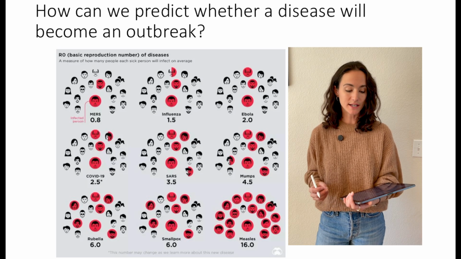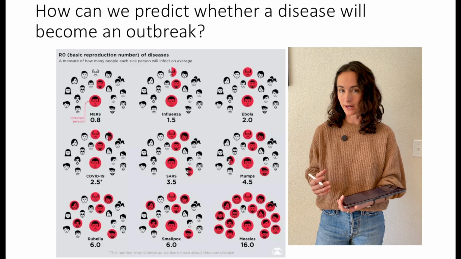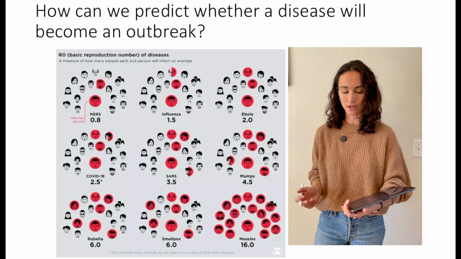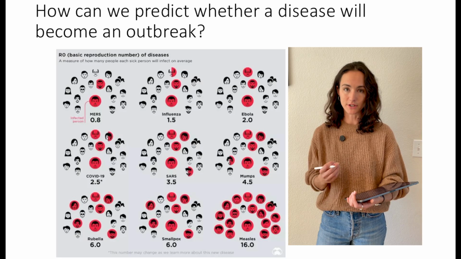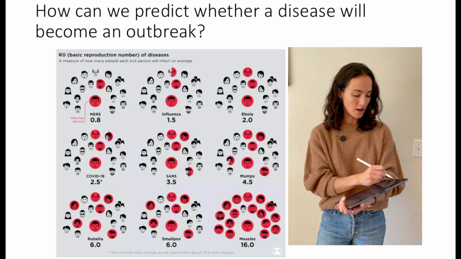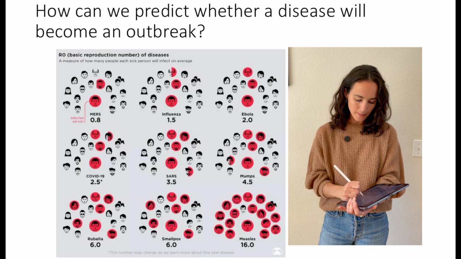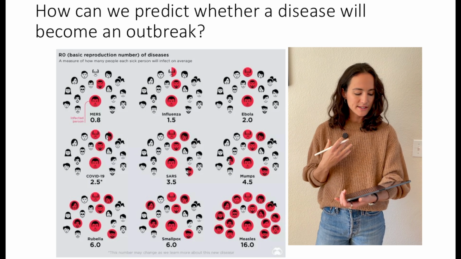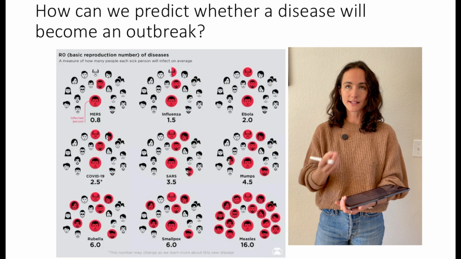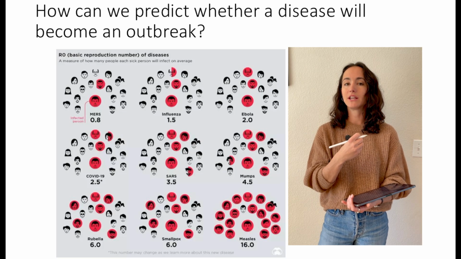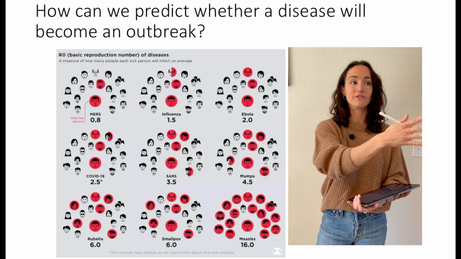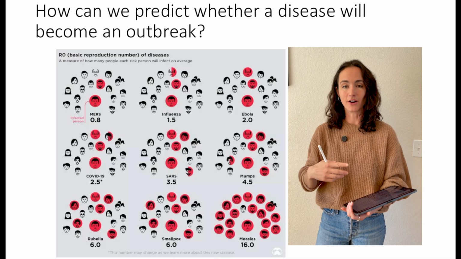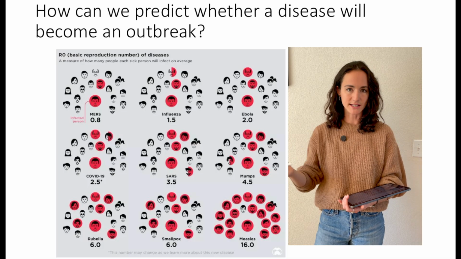So how can we predict whether a disease will become an outbreak and how it's going to spread throughout a population? Well, we use something called the basic reproductive number, or R0, that's R sub 0. What this is essentially telling us is, as an infected individual, how many people will be infected by that single person on average. So, the average number of secondary infections.